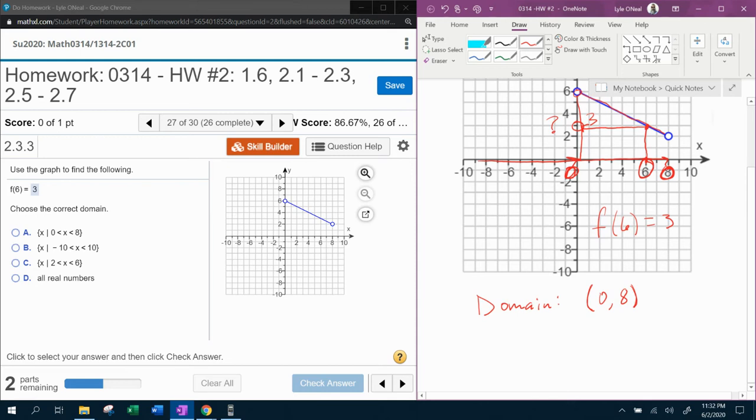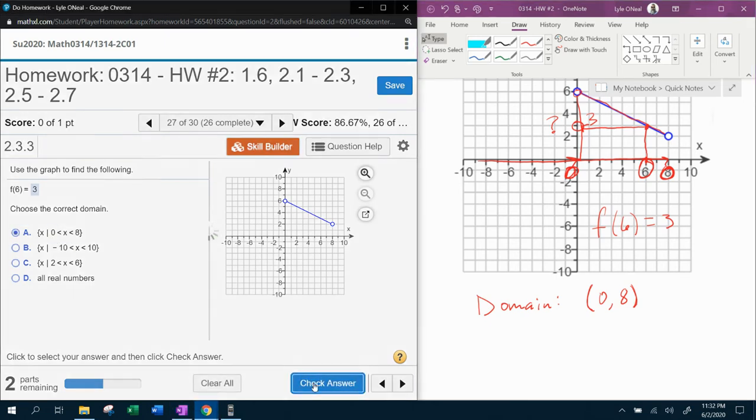Now, what they have written over here in MyLab Math, this is set notation. If we look at the answer that matches that, that's going to be answer A, which says that x is greater than 0, but x is less than 8. Notice the inequalities do not have the equal to, which means the 8 and the 0 are not included in the solution.